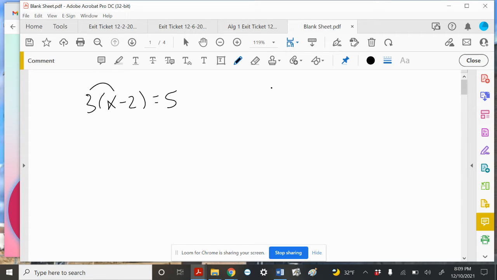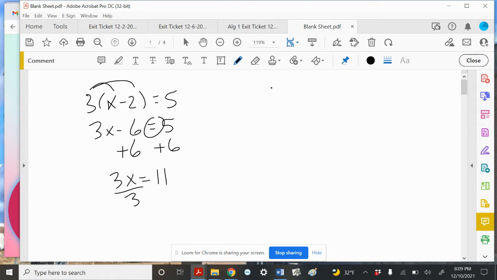First thing I'm going to do is distribute. Distribute means I'm going to multiply all the terms in the parentheses. So it's going to be 3x minus 6 equals 5. I don't change the 5. Notice I'm just writing things down as we go. Then I'm going to add 6 because we do the addition or subtraction first. Remember, we do it to both sides of the equal sign. So we have 3x equals 11.